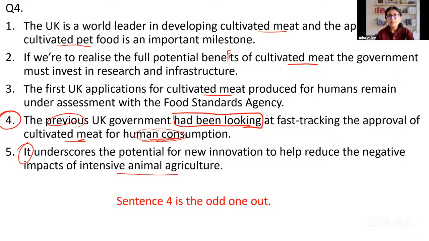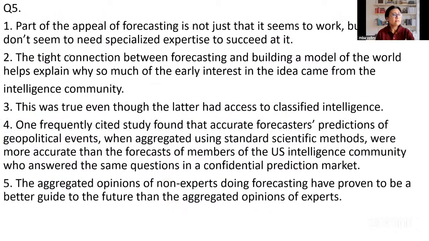What is it? It refers to sentence number 3, which talks about the first UK applications for cultivated meat produced for humans remaining under assessment with the Food Standards Agency. And this underscores the potential for new innovation, right? Remain under assessment. So this underscores the potential for new innovation. And hence, sentence number 4 is the odd one out. Let's move ahead. Let's go to question number 5.